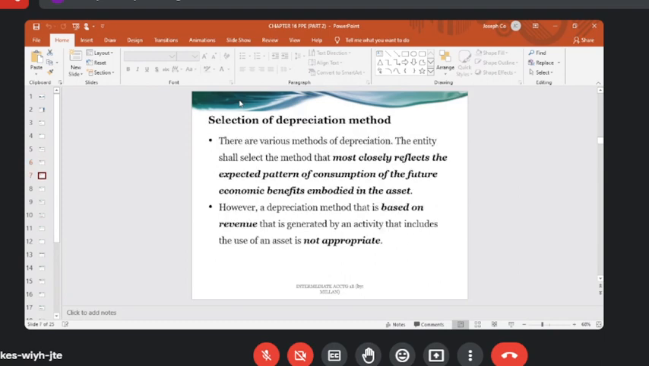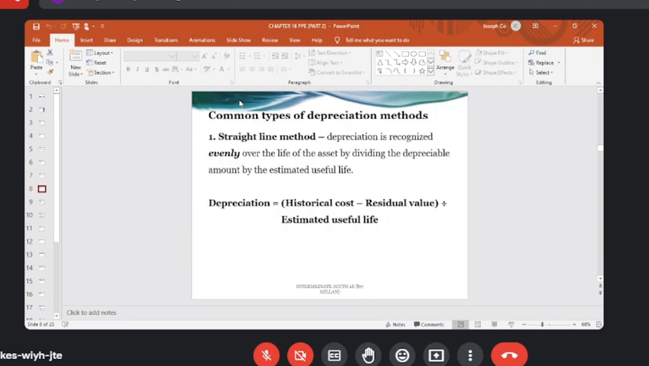There are various methods of depreciation. The entity shall select the method that most closely reflects the expected pattern of consumption of the future economic benefits embodied in the asset. However, a depreciation method that is based on the revenue generated by an activity that includes the use of an item is not appropriate. No? Kaya it is inappropriate to compute depreciation based on the revenue. These are the different common types of depreciation methods.